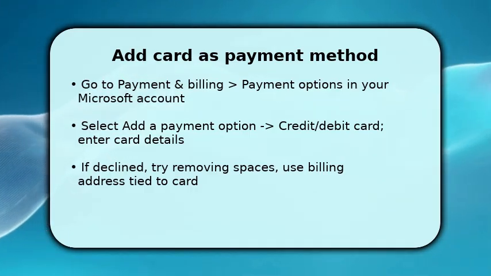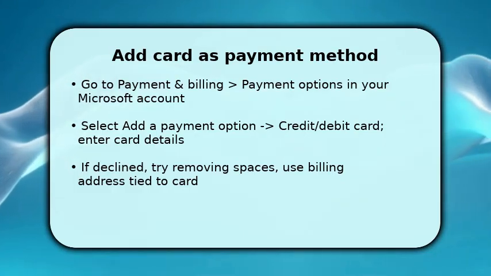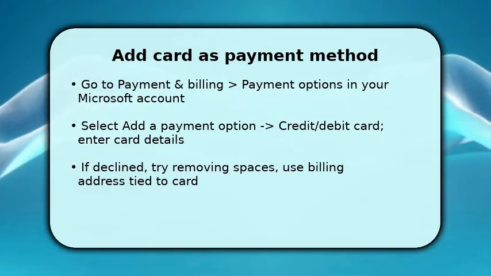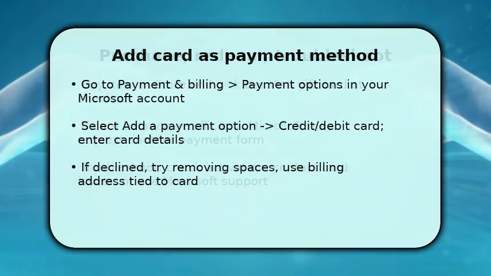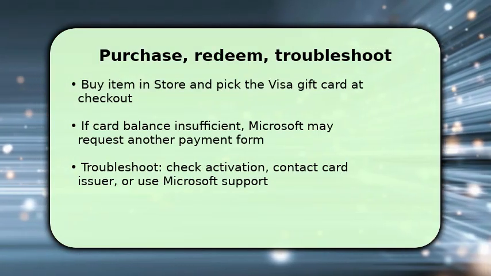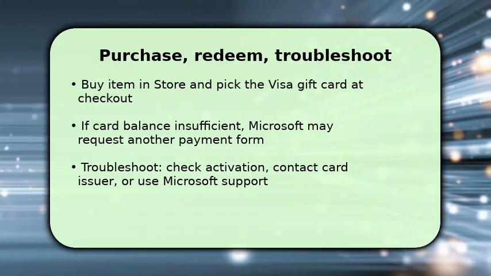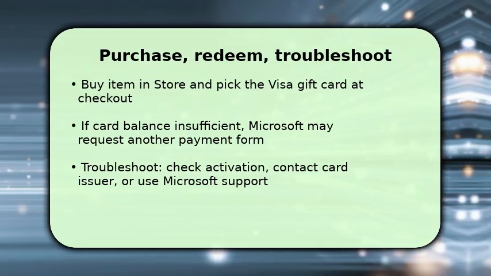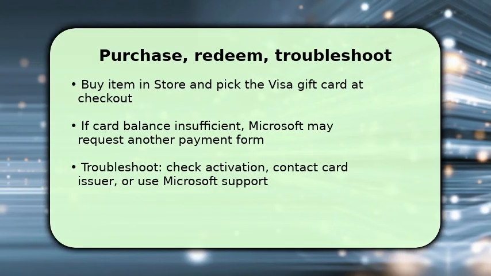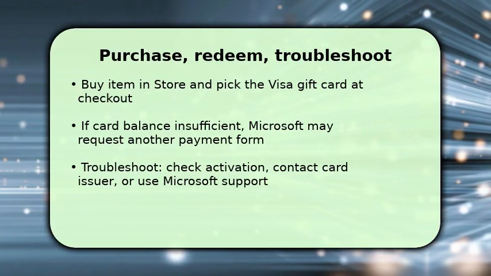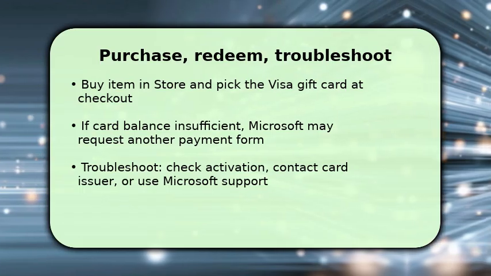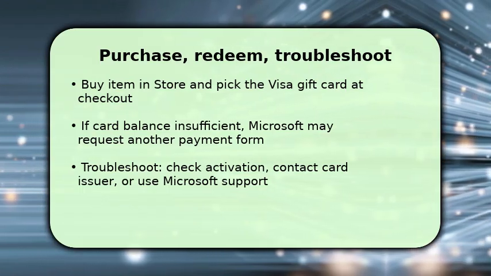If the store refuses the card, make sure numbers are correct and the card is activated, or try a different billing address format. When you're ready to buy, select the app, game, or item and proceed to checkout. Pick your newly added Visa gift card as the payment method. If the card balance doesn't cover the full amount, Microsoft will prompt for an additional payment option. Split payments may not always be allowed, so be ready with a backup card.